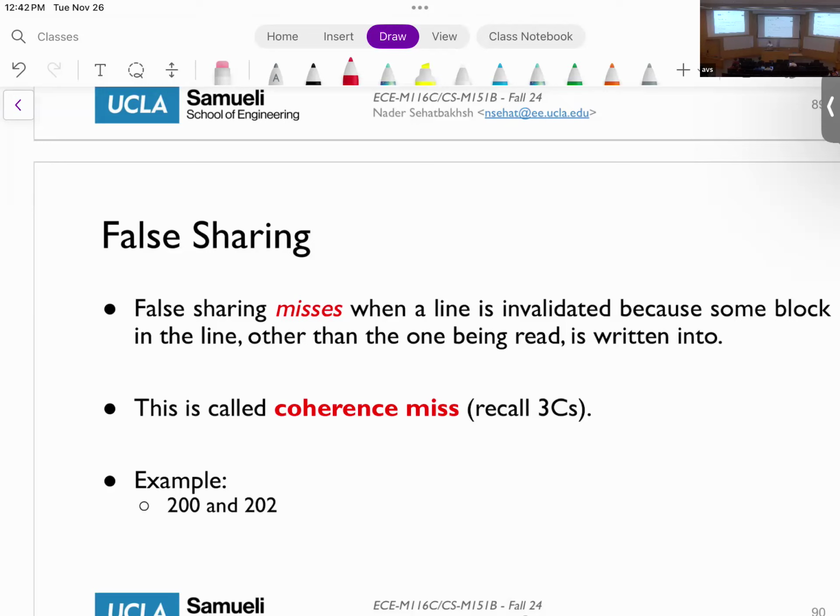Okay? So for example, if you have 200, 201, and 202 all within the same set, and let's say 200 is shared, but 202 is not shared, but when you're invalidating, you're evicting both of them at the same time, and the next time you're reading 202, you're going to have a miss. This is what we call a coherency miss. Okay? So this is different than compulsory and conflict and capacity.